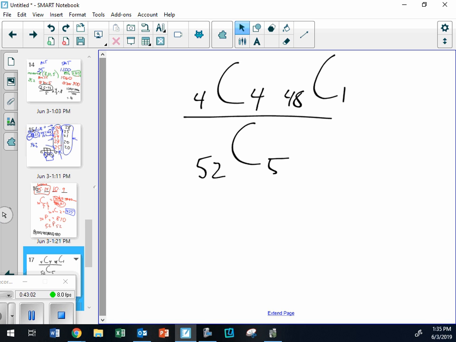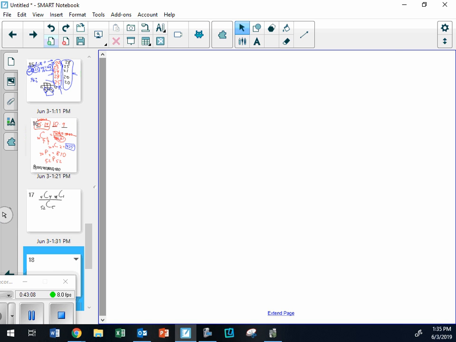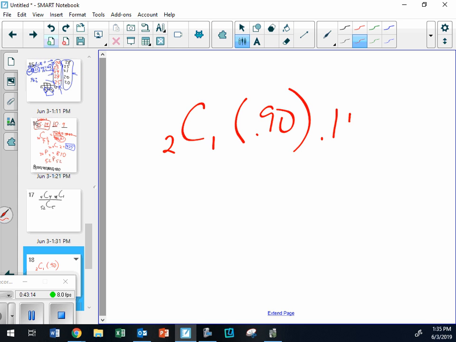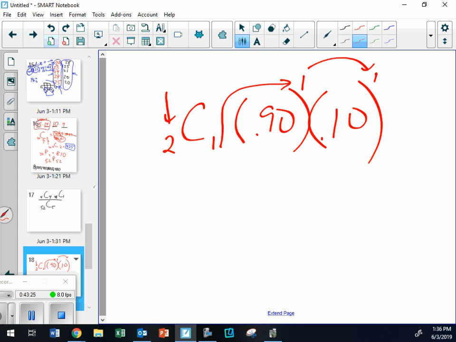Okay, there's another tool. There's so many tools. One of them is the binomial. 2C1, 90, 10. This one goes here. And then this plus this has to equal this. So that's what's got to be here. Oh, what? Do you remember this kind? I'll tell you an example.